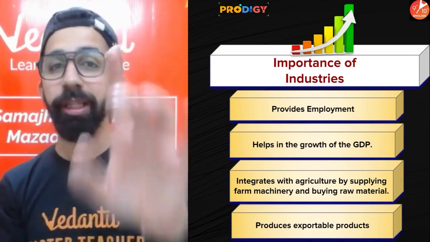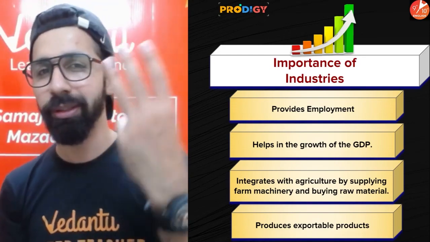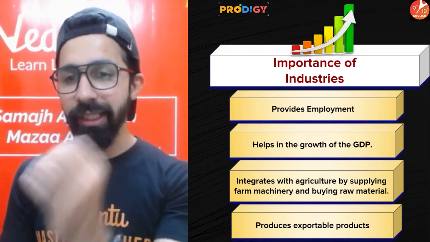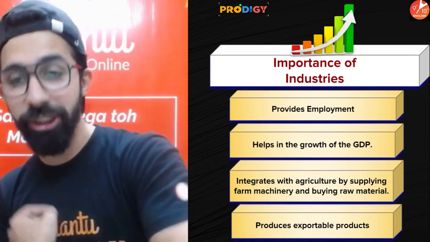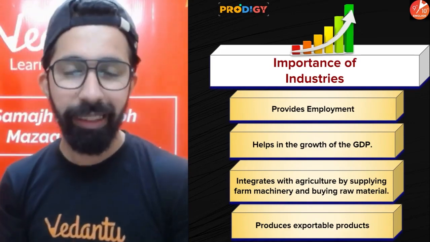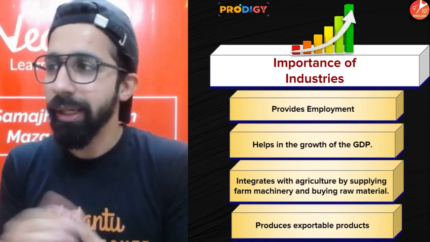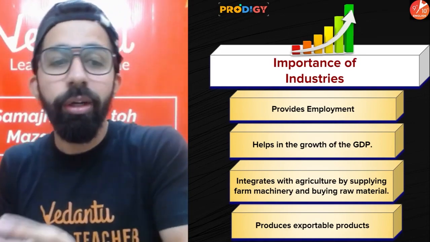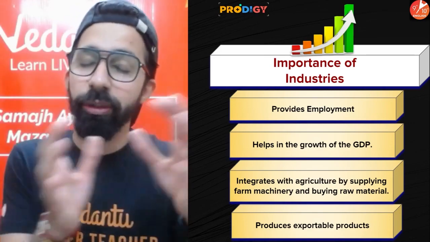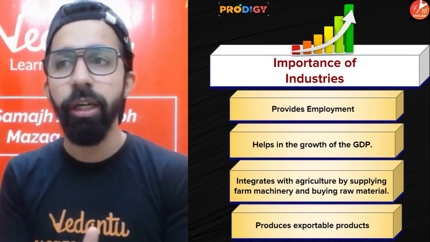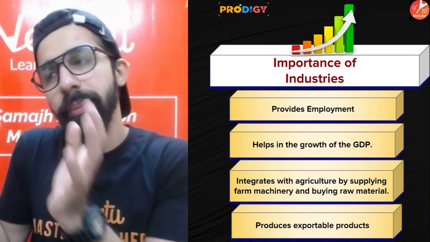So guys, it also helps in the growth of GDP. Third, it integrates with agriculture by supplying farm machineries and buying raw materials. In short, agriculture and industries go hand in hand. There are many industrial tools which are used in agricultural fields. So this is how agriculture is dependent upon industries.